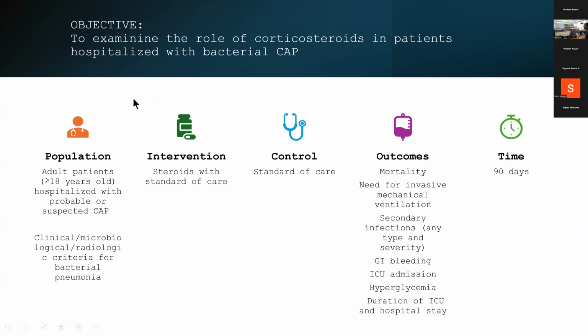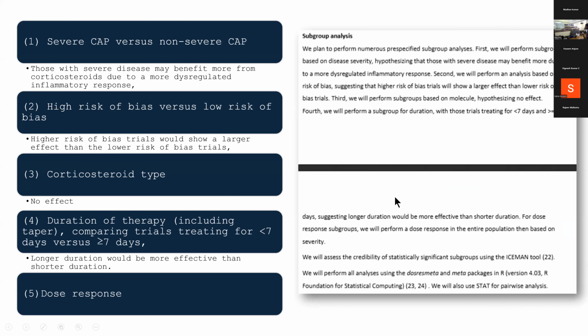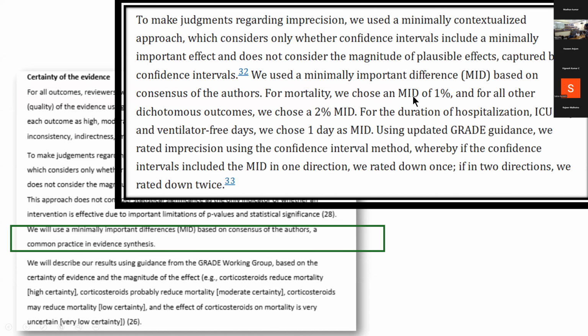If you look at the objective, they have taken the population of adult patients who are hospitalized for community-acquired pneumonia. Intervention is steroids with standard of care. Control is standard of care. Outcomes are mortality, need for invasive mechanical ventilation, secondary infections, GI bleed, ICU admission, and the time frame is 90 days. In the subgroup analysis, they have already said that patients with severe community-acquired pneumonia probably benefit from steroids. They also decided to do an analysis for high risk of bias studies versus low risk of bias studies. The MID they have taken is 1% for mortality, 2% for all the other outcomes, and 1 day for all your continuous outcomes.